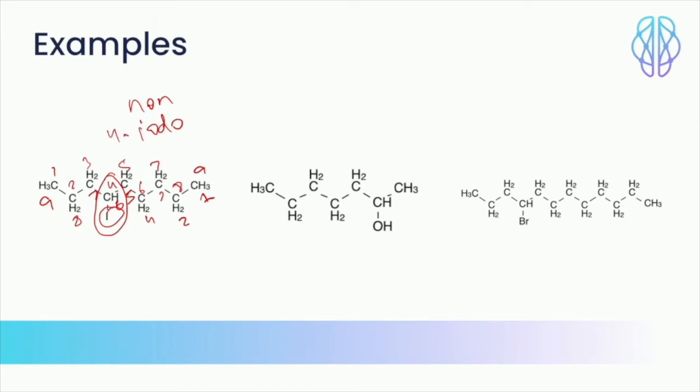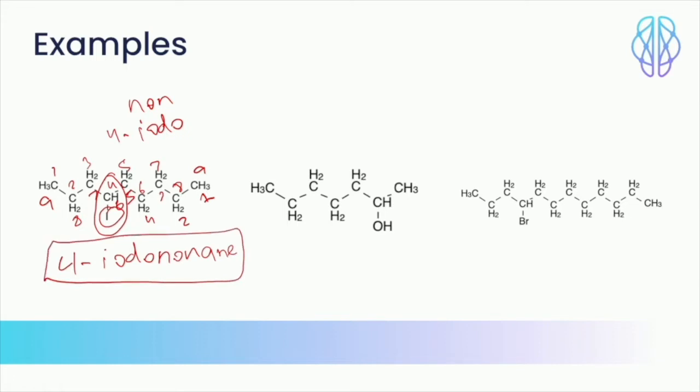Now we're going to combine it all together. So it's 4-iodo, signifying the functional group and where it's at. And always remember, dashes between numbers and words or letters. And then non, signifying the length of the chain. And this is an alkane, so it's non-ane. So this is 4-iodononane. We're going to keep going.